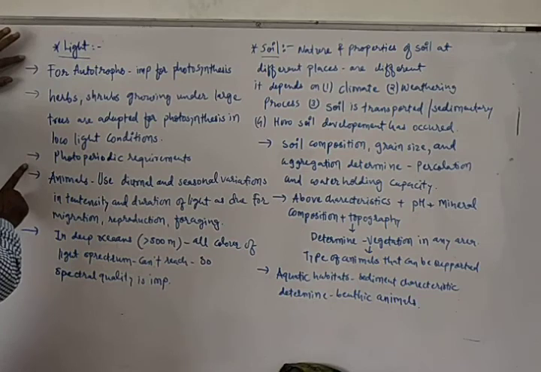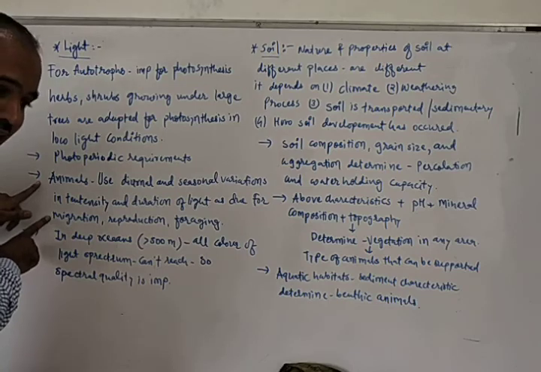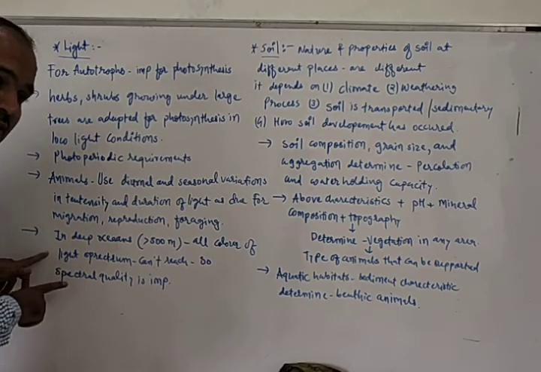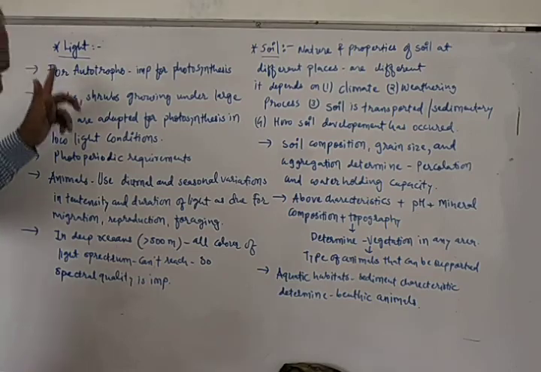The first 3 points explain the importance of light for plants. The second point explains the importance of light for animals, and the third point explains the importance of light for the organisms who are living in the great depths of the ocean. So this is all about light.